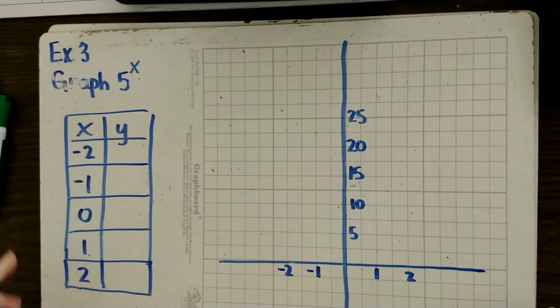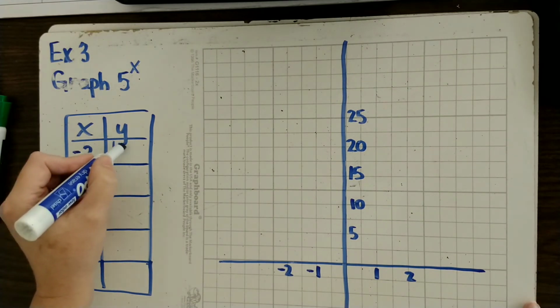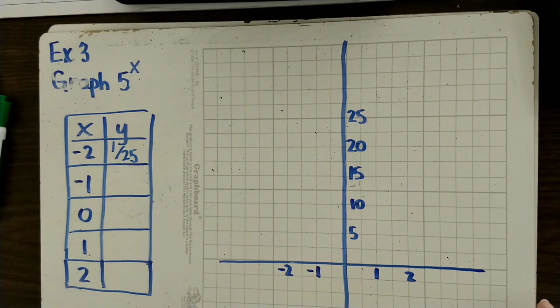We talked about -2 being graphed at 1/25. And you might be thinking, Mrs. Edquist, I have no idea where that's at. Just know that it's between 0 and 1 on your y-axis. The further you go along your x-axis to the left, the closer it's going to be getting to the x-axis, but it's not going to cross.